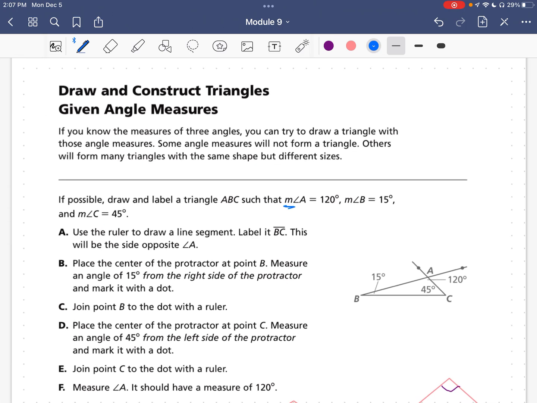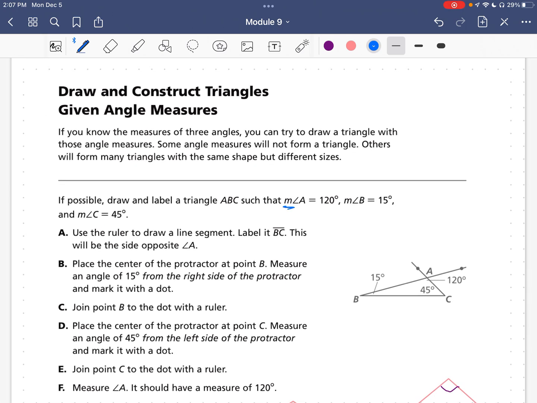Okay, this is going to talk us through what the steps are. If you have a ruler and protractor at home, pause the video, go grab it, it's going to be helpful. First, what we're going to do is draw just a giant straight line. This is going to be line BC. Okay, line BC. It has no end, it keeps going.